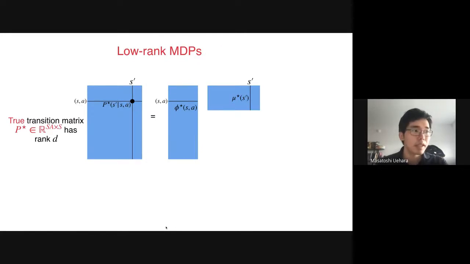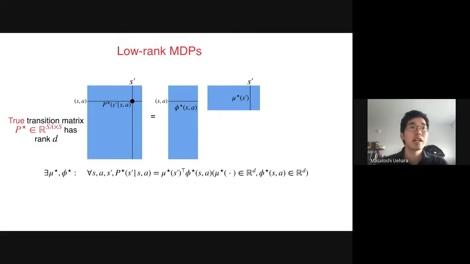Next, I explain our models. Our models are low-rank MDPs. Let's see the left-hand side matrix. It represents the true transition dynamics. The number of columns is S, and the number of rows is S times A.